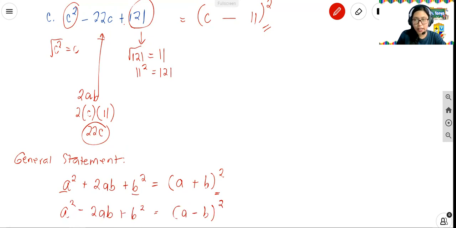Okay, so again, check if the first and the last terms are perfect squares. Check if the middle term is the product of 2 and the square roots of the first and the last term.